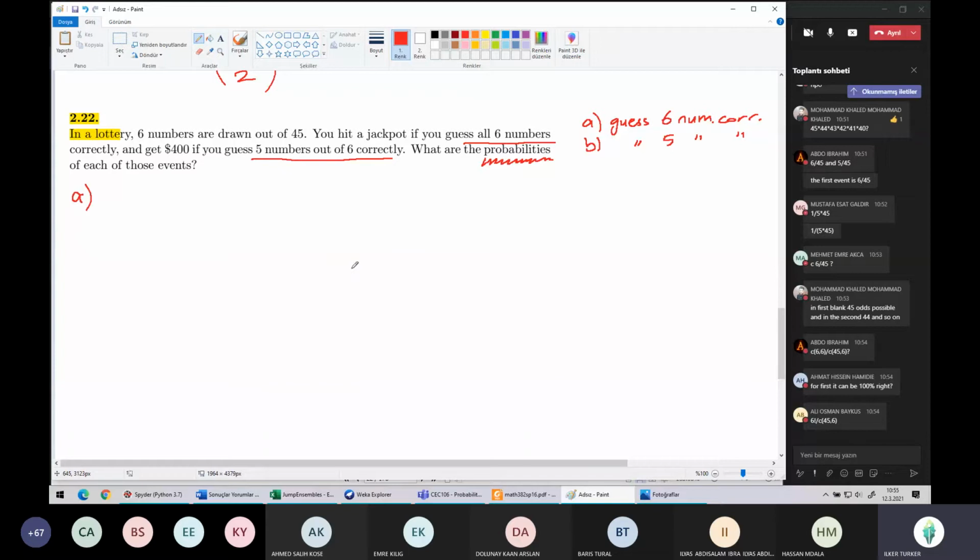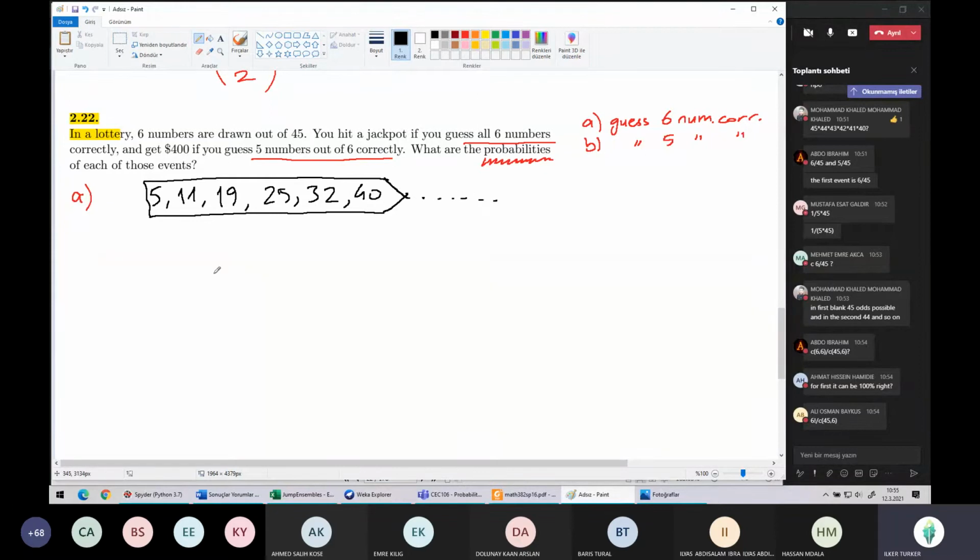Combination 6 with 6 over. Yes, Abdo is right. Ali Osman is also close, but Abdo gives the correct solution. How? Let me explain. In a lottery, you write 6 numbers to a card. For example, you write 5, 11, 19, 25, 32, 40. You write it to a card and register it to the office.